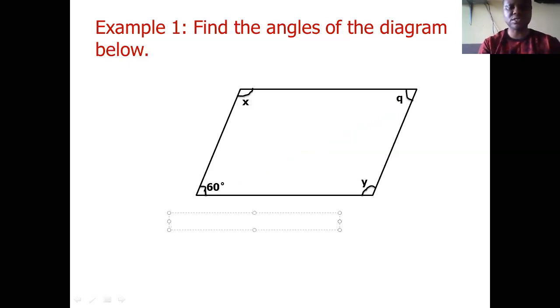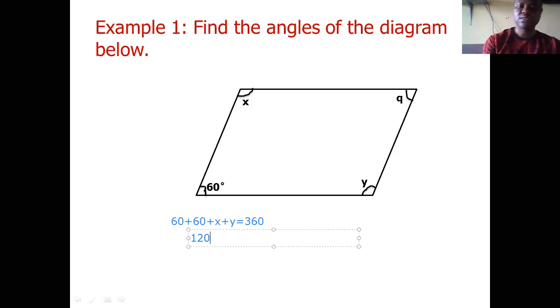If Q is also 60, then say 60 plus 60 plus X plus Y should be equal to 360 degrees. Remember, X and Y are the same. So you are going to say 120, and X and Y are equal. So you can say X plus X, so that now it is 2X equal to 360 degrees.